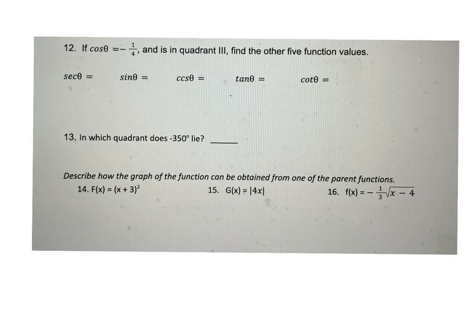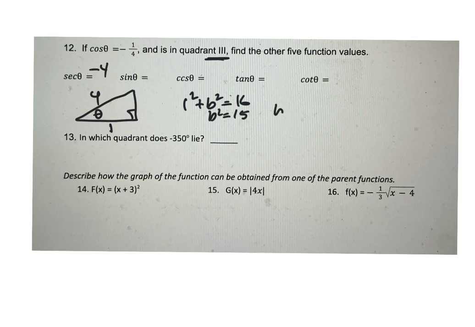Number 12, this is review. If cosine's negative 1/4, that's in quadrant 3, by the way, which means everything's negative. So here goes. Secant is going to be negative 4. You need to draw your triangle. All right, so theta's here. Cosine is adjacent over hypotenuse. So I'm going to go 1 squared plus, I don't know, b squared is 4 squared, which is 16. Move that 1 over, you get 15. So the side I'm missing is the square root of 15.